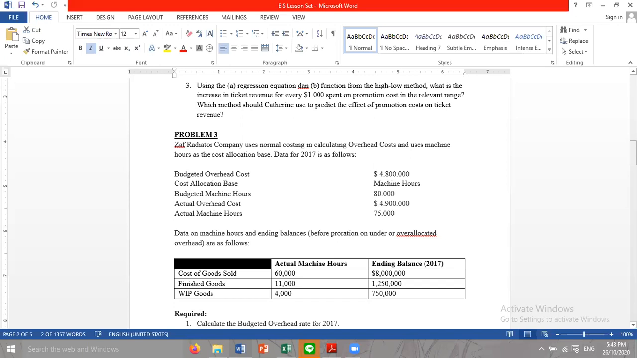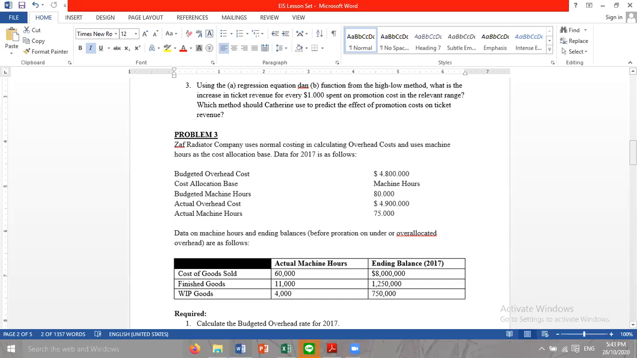While indirect costs are not, they are harder. That's why in real life, they tend to use normal costing where they budget or predict the indirect cost rates. Now, if we use normal costing and predict the budgets, there will of course be errors, right? Or differences between the predicted one and the actual one.